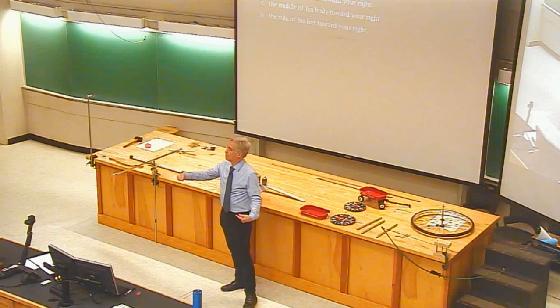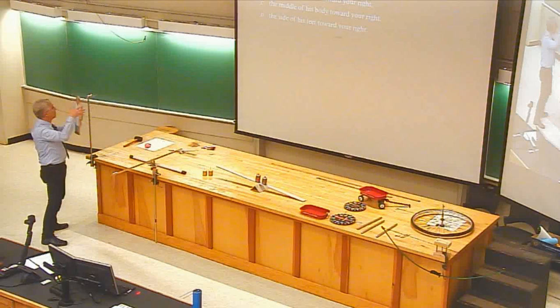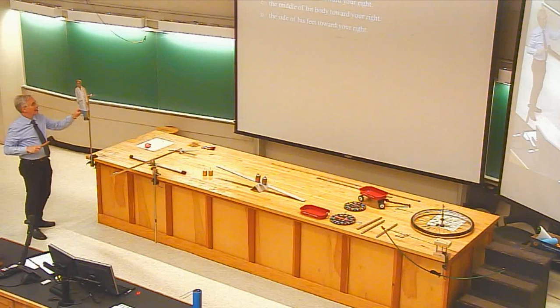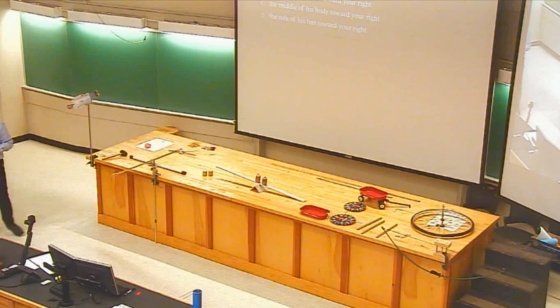And that was the reason why Mini-me had as one of the choices hitting in the middle, right? The middle of the body towards your right. If you hit Mini-me, he's now a little unbalanced, like me. You know, that doesn't do anything good for him. So forces exerted at the pivot or toward the pivot don't do anything in terms of twisting.